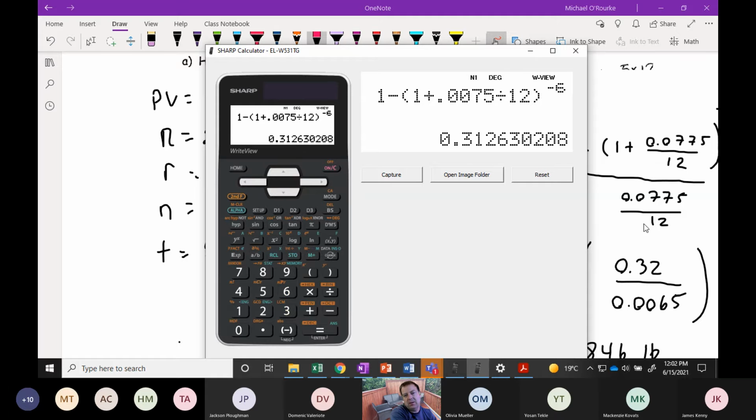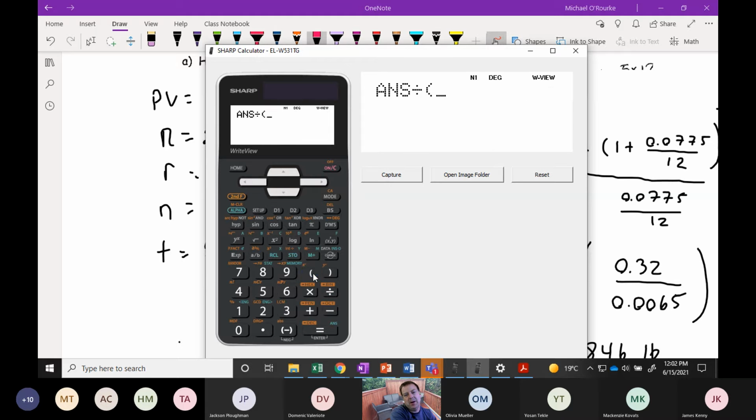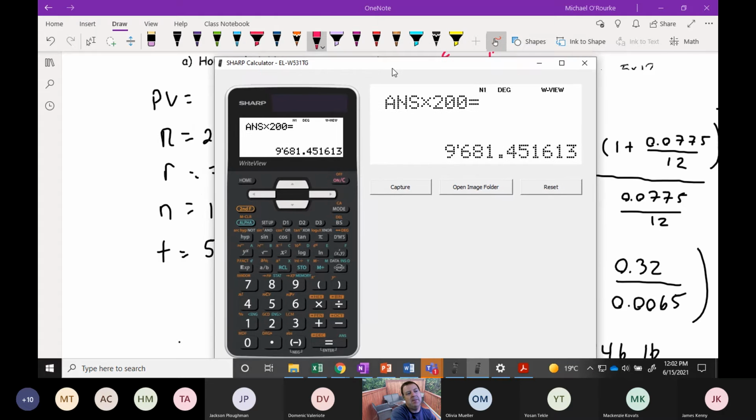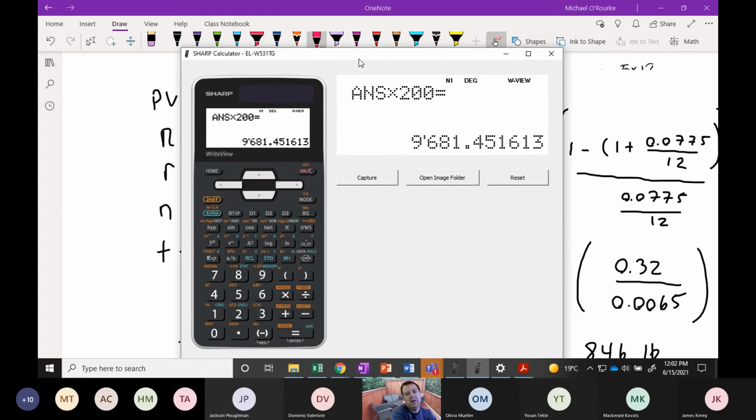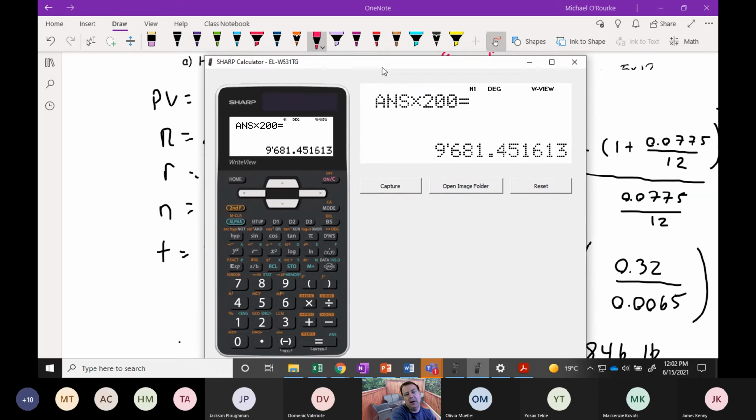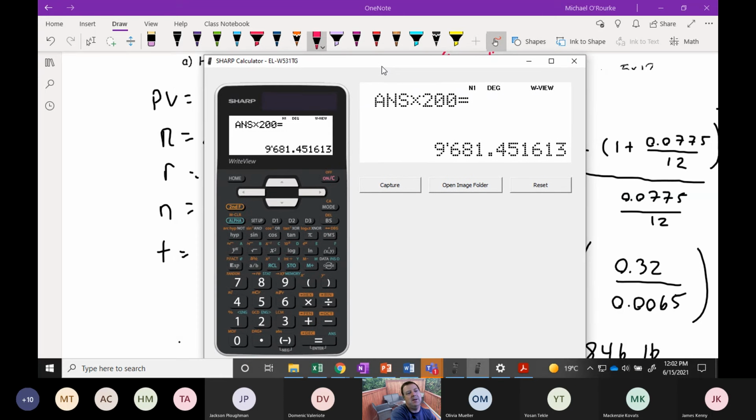If you just wrote that answer here and left this as a fraction, because what I would do if I were you, I'd go divided by bracket 0.0775 divided by 12, close the bracket, press equals, and that will give me, if you write down that number as your second step, I'd be fine with that. And then we times it by 200, was it? And that will give us a more exact answer because I haven't lost any decimal places, right?